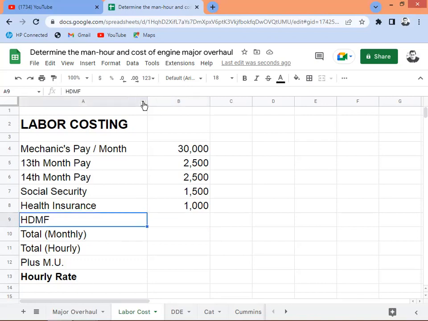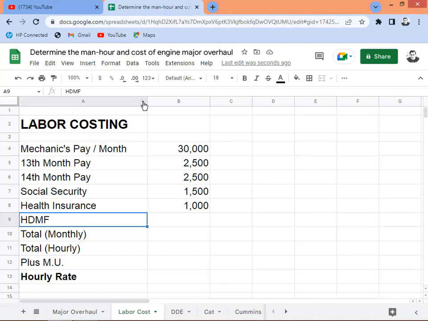The other one is HDMF. They call it HDMF. Actually, it's the Home Development Mutual Fund. This is an organization where some of the employees can apply for a housing loan so that they can build their own house. So they go for it for this. If you're still renting an apartment or a flat and you want to start building your home, then you can approach this organization.